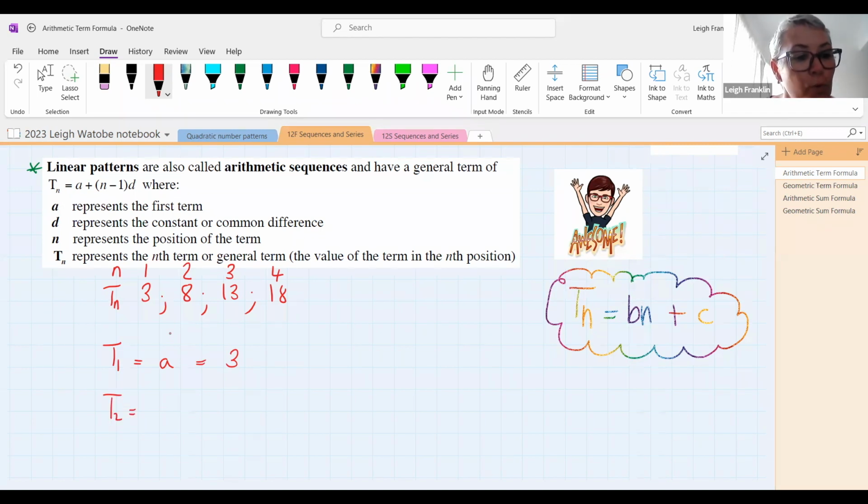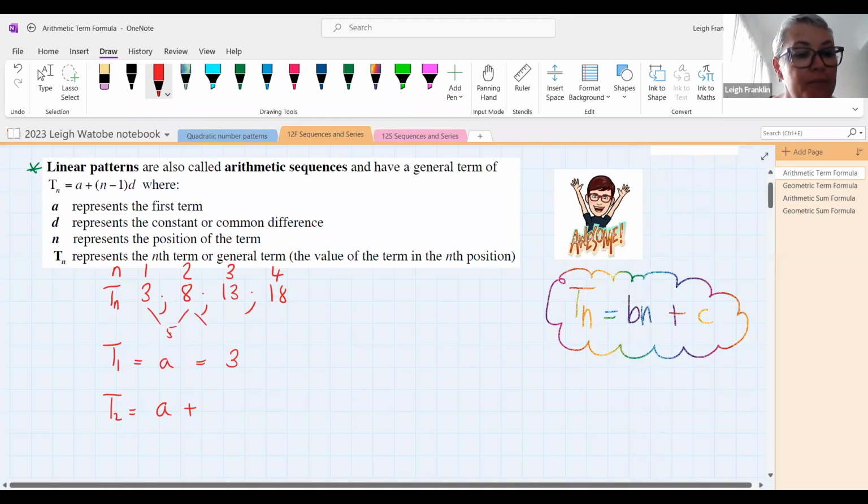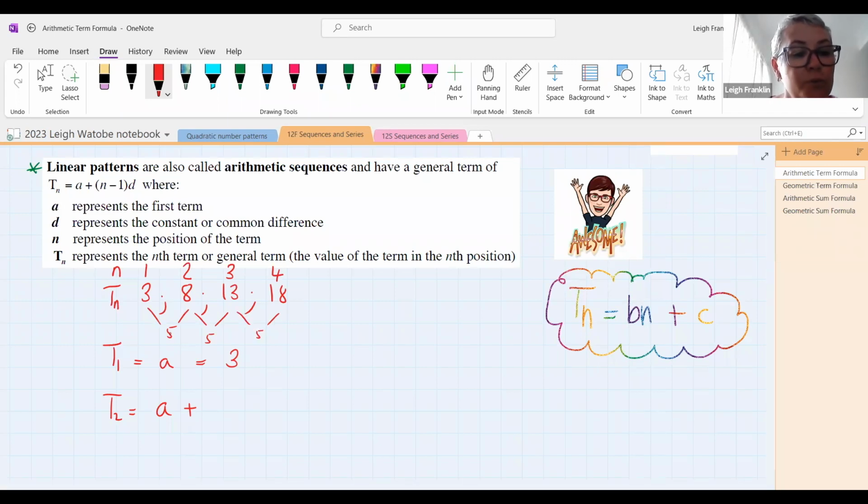Term 2, which is 8, is A plus 1 difference. Now, the difference between term 1 and term 2 is 5. The difference between term 3 and term 2 is also 5. The difference between term 4 and term 3 is also 5.